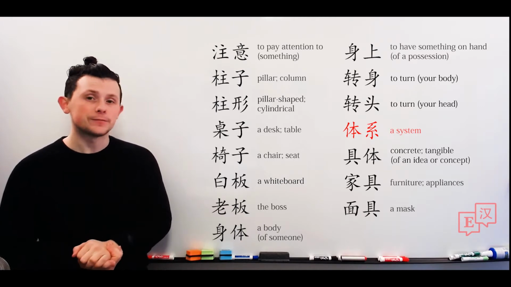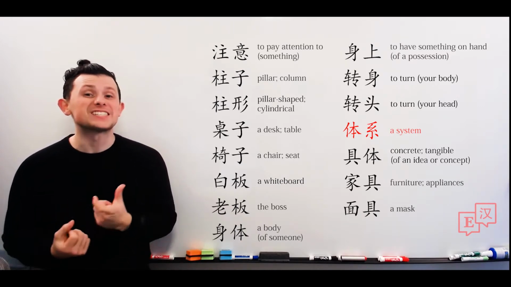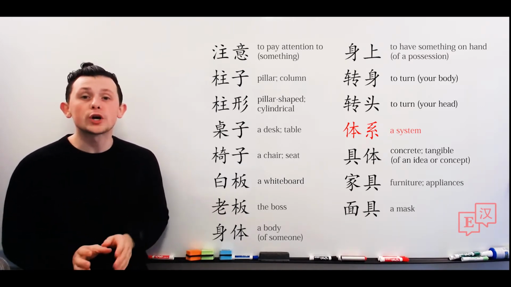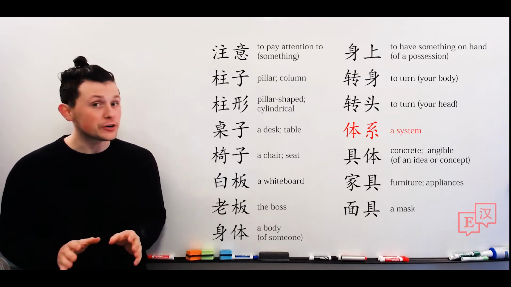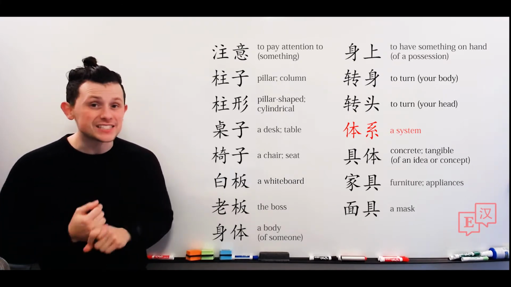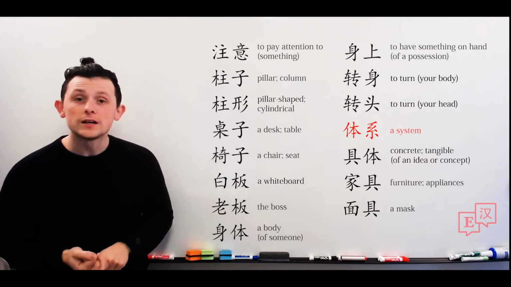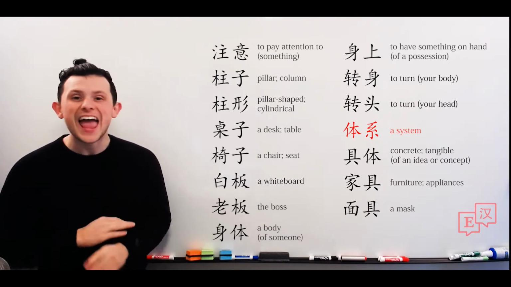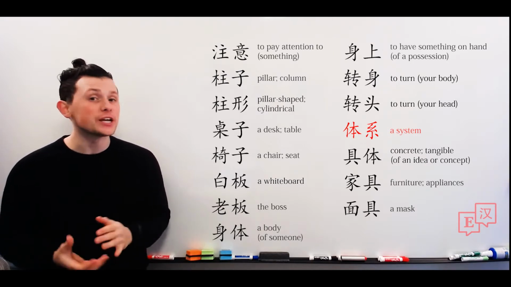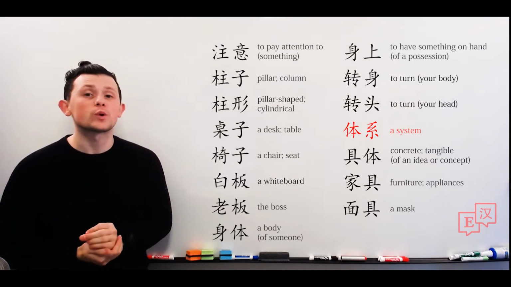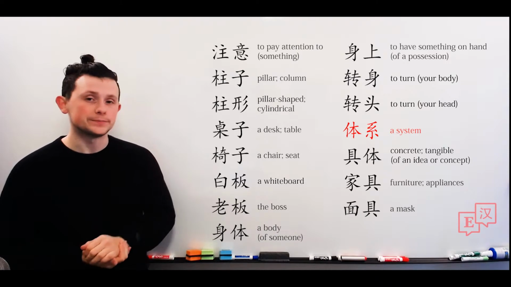体系, the body of a system. Now this is the word for a system in general. This can be an internet system. This can be a system of governance, a system of management, any number of things, an education system. These will all use the word 体系.